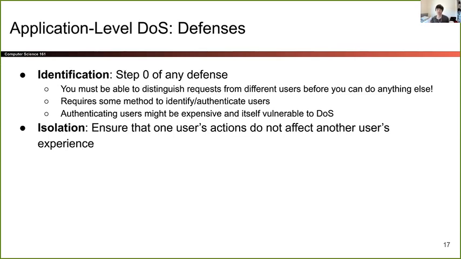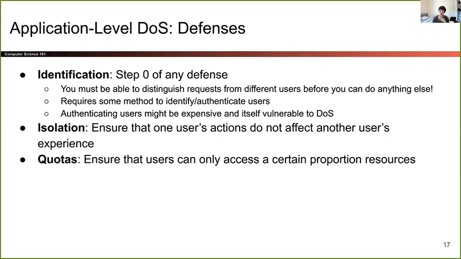Once we can identify different traffic, we need isolation. So ensuring that one user's actions don't affect another user's experience. This is kind of the general ideal that we want. We want to make sure that even if one user is running a million threads, they're not going to affect any other user's experience. So in general, you want to enforce isolation, and how you choose to implement this is really going to depend on the specific code that you're writing.